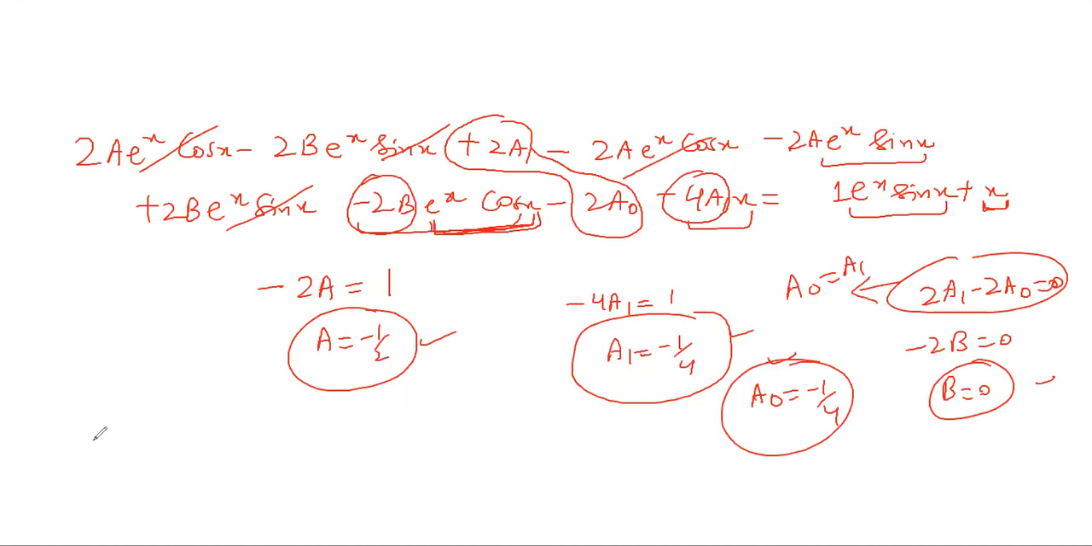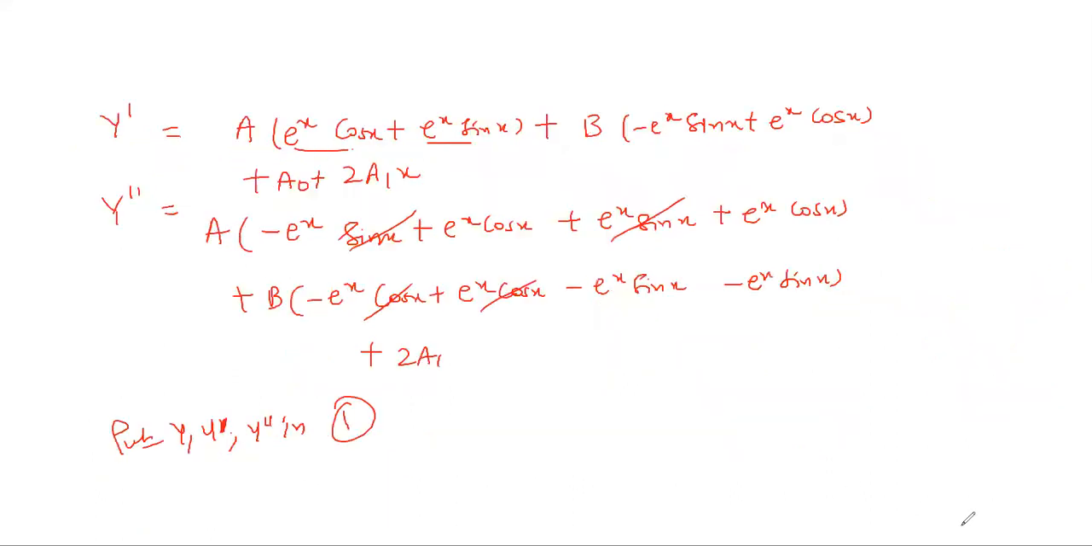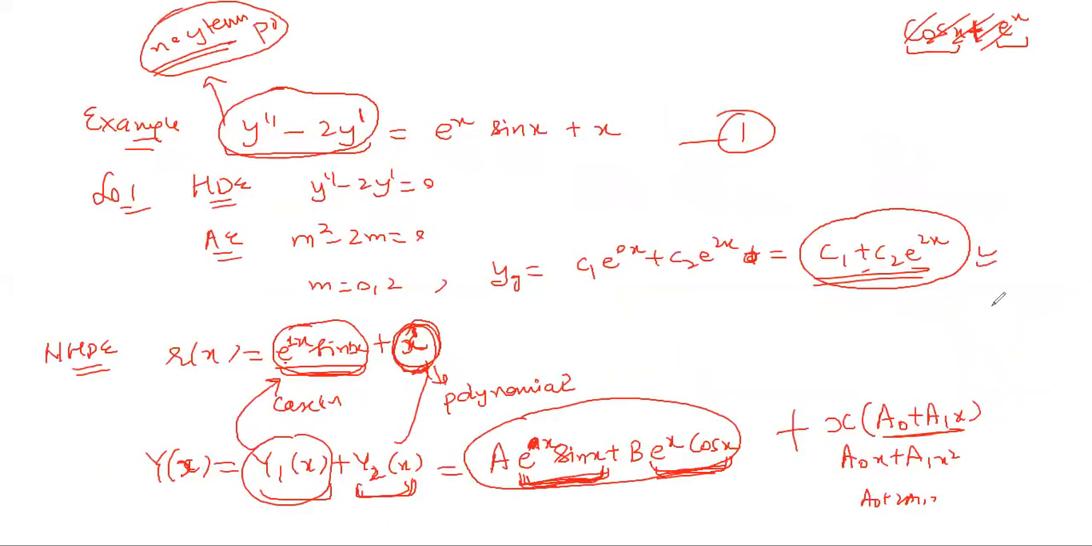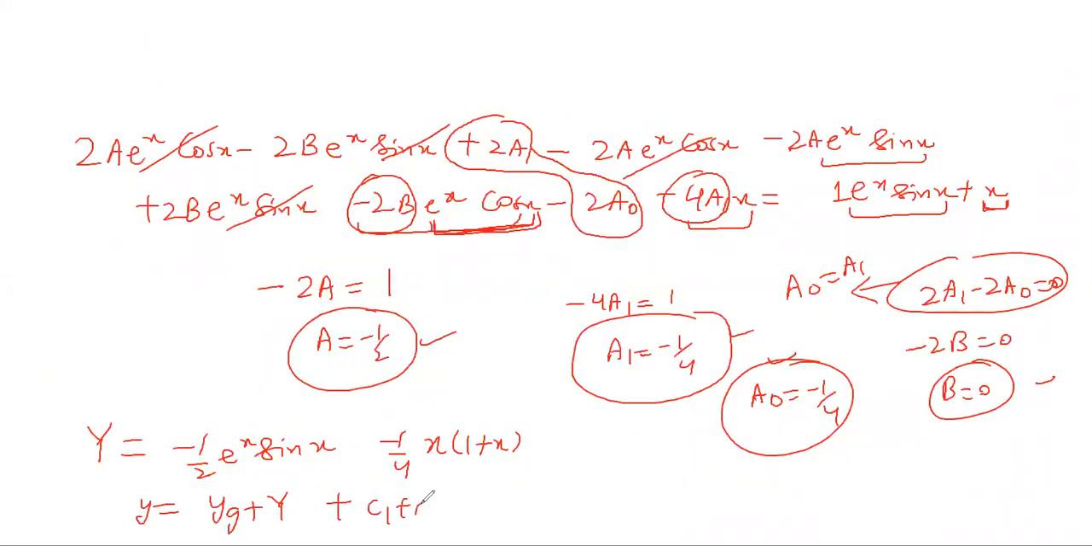Putting them into the solution, I will get y. My particular solution will be minus half e^x sin x minus 1 by 4 x into (1 plus x), and then the general solution is c1 plus c2 e^(2x), plus this y which I have written here. So this is your final solution.